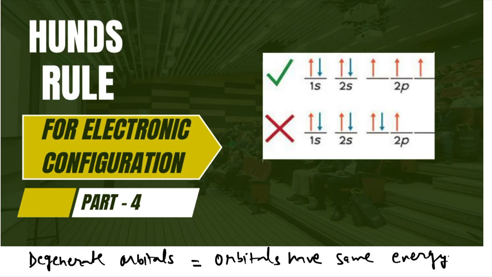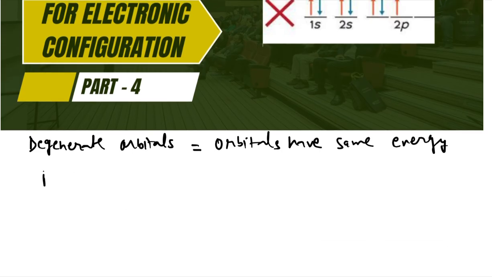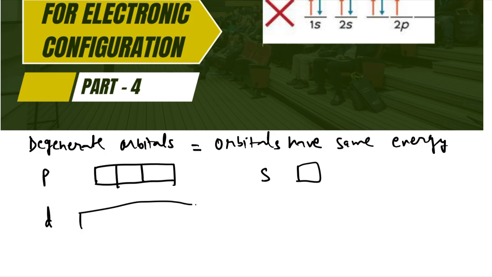I'll give you an example. You already have the idea about the p orbitals, right? So how does the p orbital look? Like this, whereas the s orbital looks like this, right? The d orbital looks like this. Here you can see three orbitals together: px, py, pz. They have the same energy, so these orbitals will be considered degenerate orbitals, the orbitals which have the same energy.